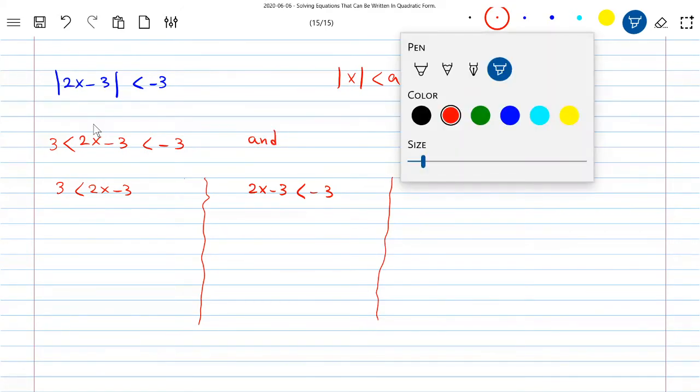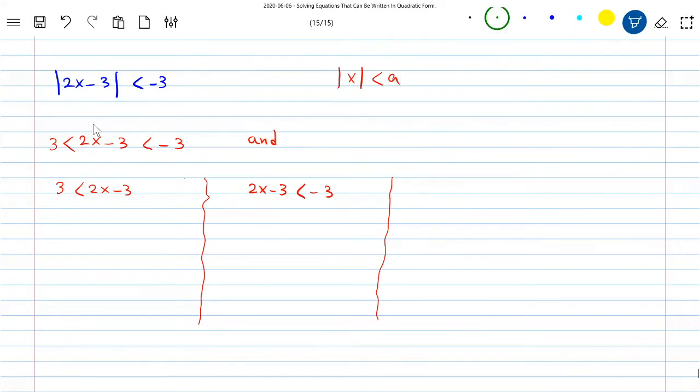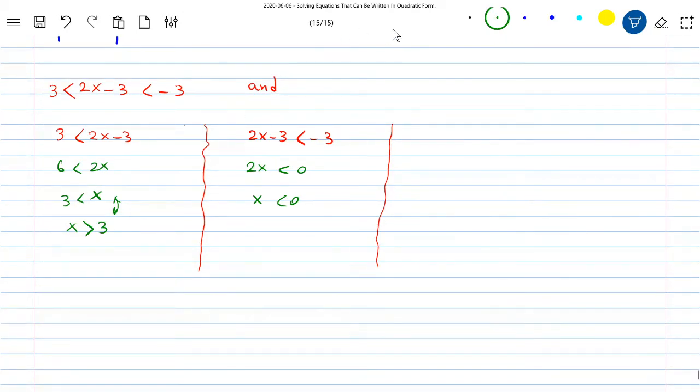Okay, so let's solve this. What is the left hand side? Left hand side becomes 2x is greater than 6. Divide both sides by 2, x is greater than 3. I can write it this way, x is greater than 3. It has the same meaning. These two are the same thing. How about this one? This one is 2x is less than 0. So add 3 to both sides. x would be less than 0. Okay, graph your solutions. What is your solution?